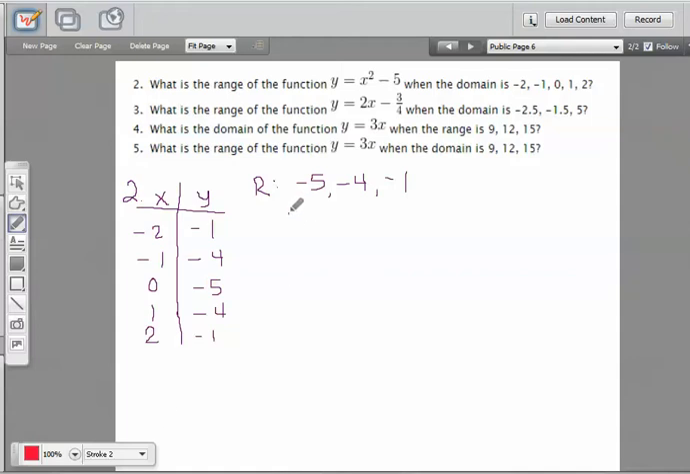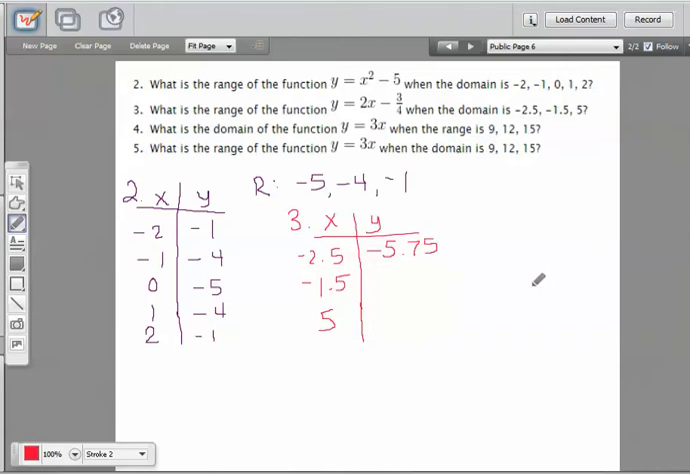Let's go ahead and I'm going to just jump down a little bit here. What is the range of the function when the domain this time is -2.5, -1.5, and 5? So I'm going to use my calculator, and hopefully you are going to do the same. So let's substitute in a -2.5 minus 3/4 in this first one. And when I do that, I get -5.75.